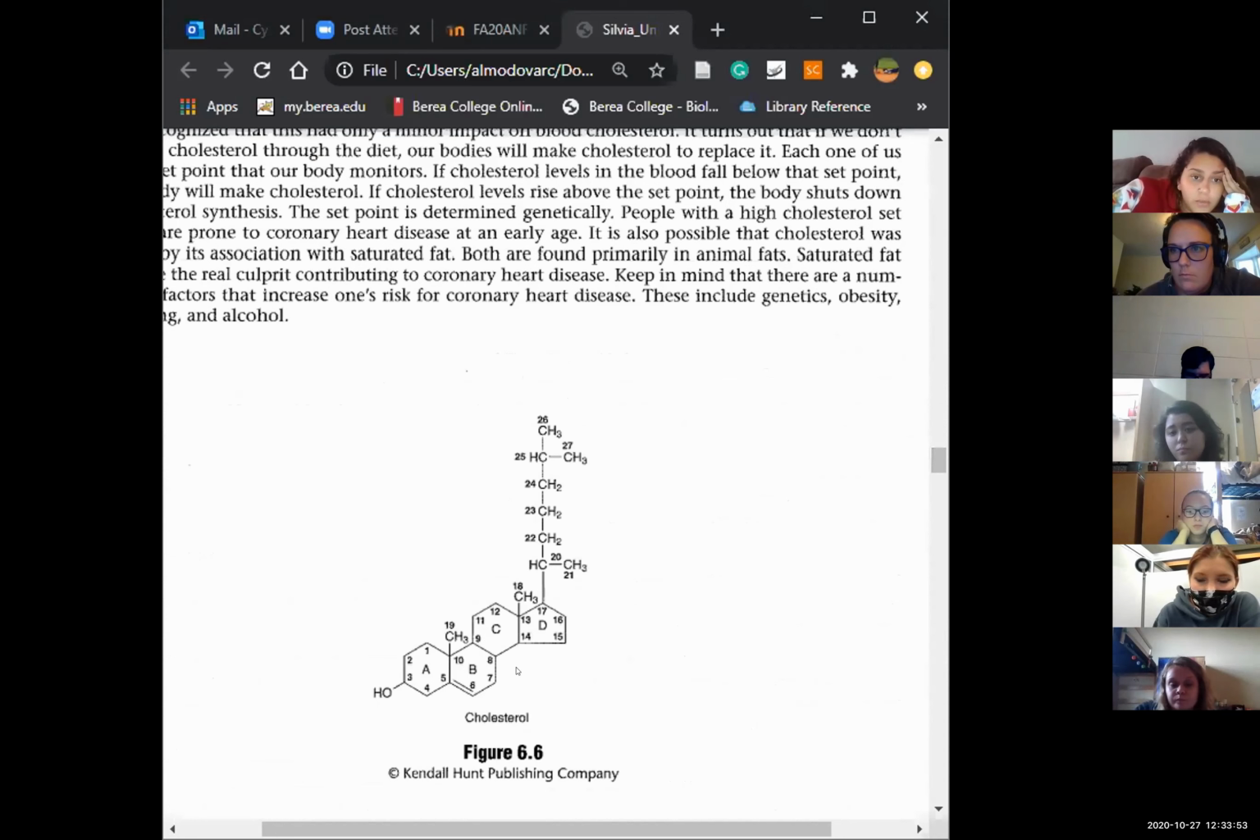And then the cholesterol is a lot more complicated. So I am really not going to go too into it and act like I know what I'm talking about, considering I only took chemistry for a couple semesters. But basically a lot of carbons, and here's your OH group down here.